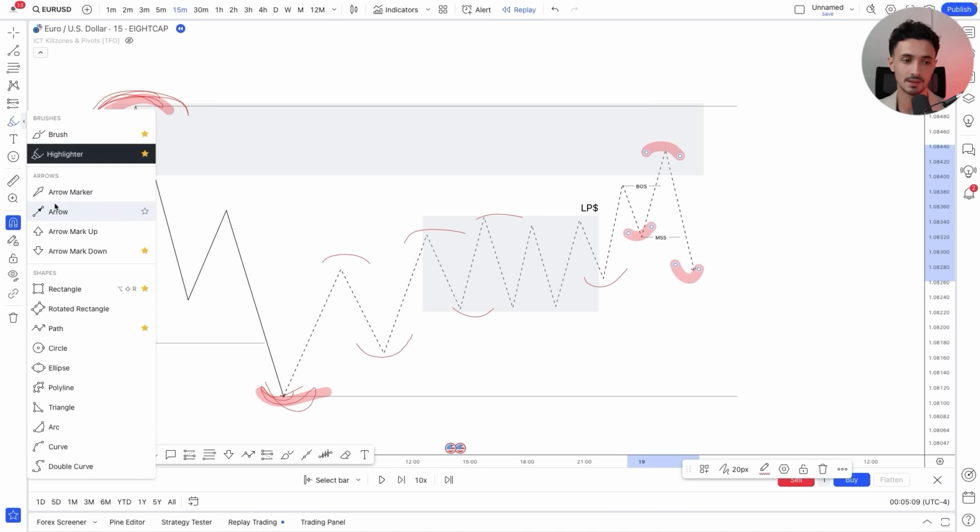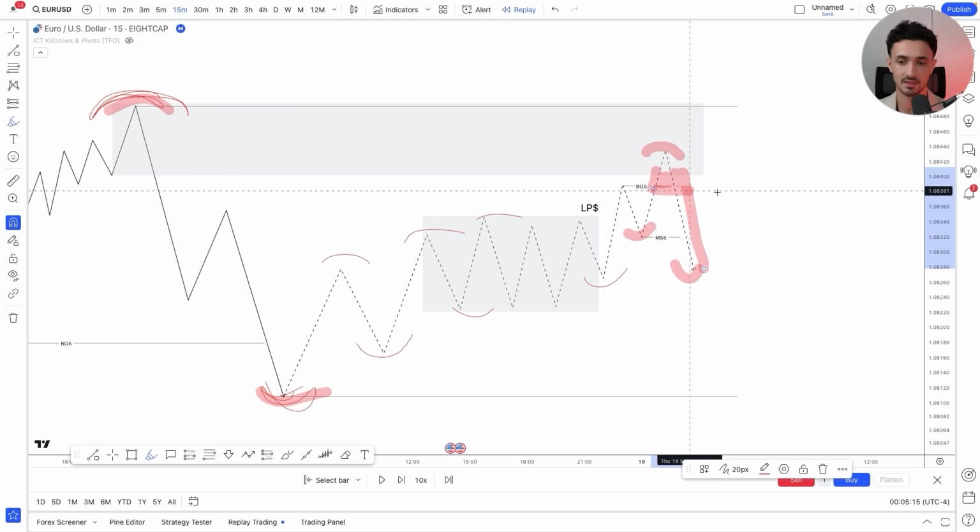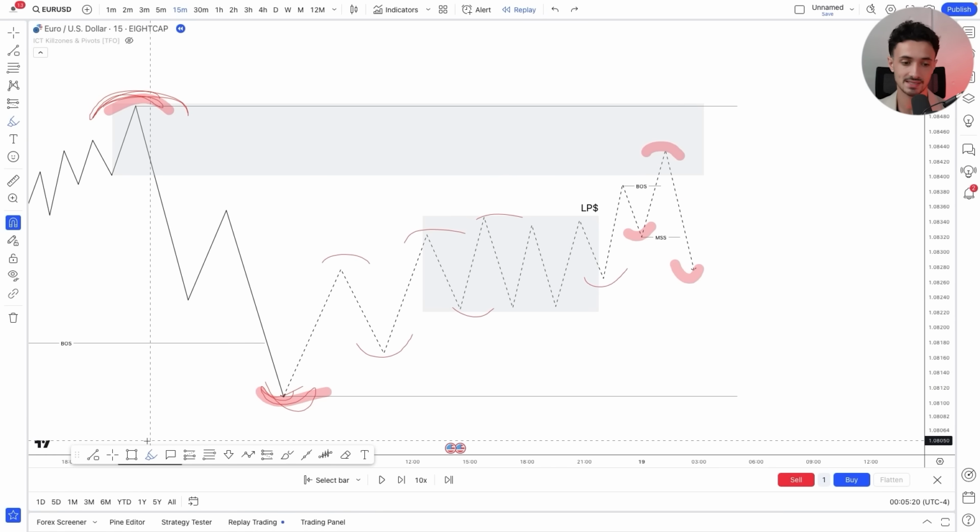We're going to look at that same level, right? It's going to be that same area where price ranges and then sells off aggressively. That's going to be our point of interest, our institutional area of interest. It's the exact same thing.